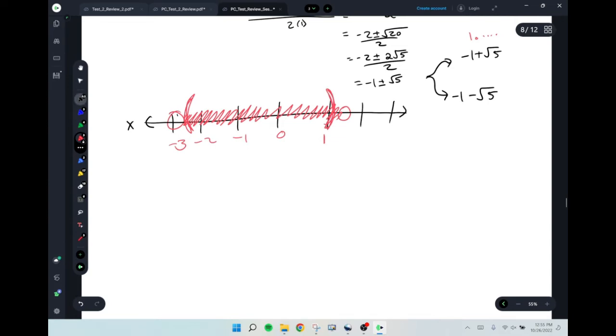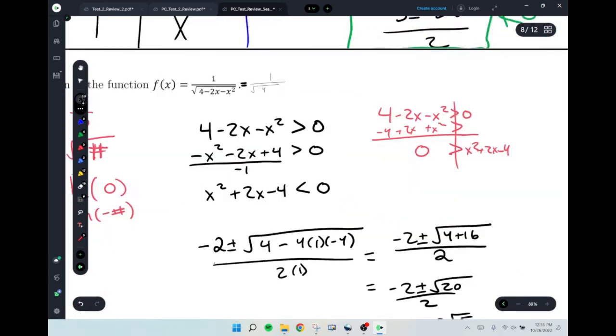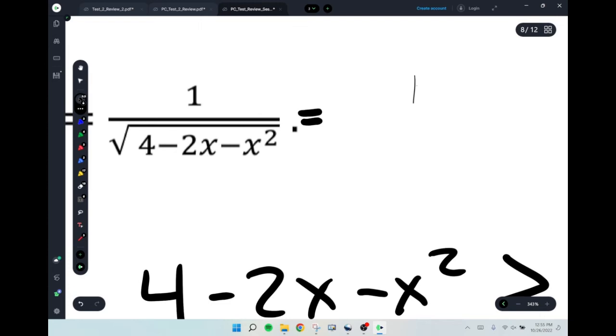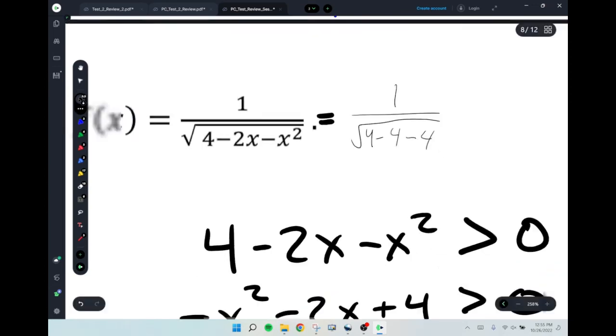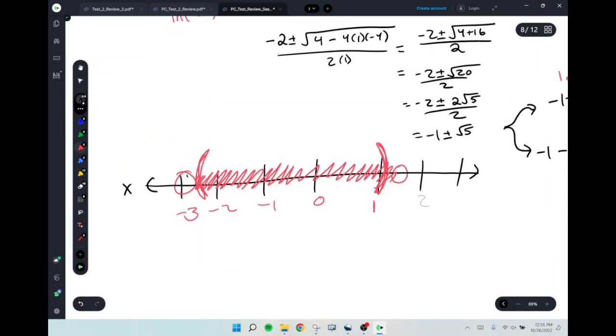But to be safe, let's check some exterior things. So what can we check? If that's like 1 point something, we could just check 2. So let's plug in 2 and see what happens. 1 over the square root of 4 minus 4, we can just do that in our brains. Minus 4. What happened there? Negative under the square root. That's bad, right? So in whatever other color, you can just go bad, bad, bad.